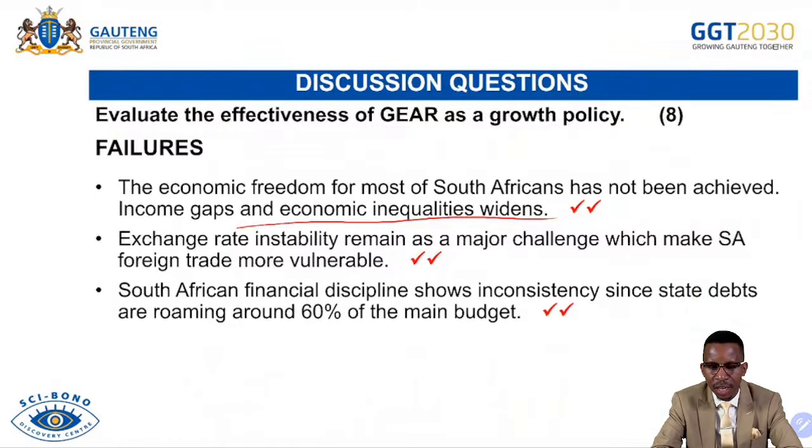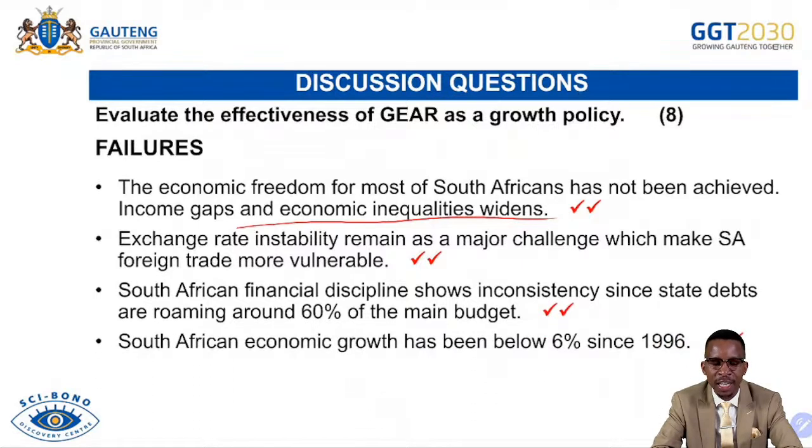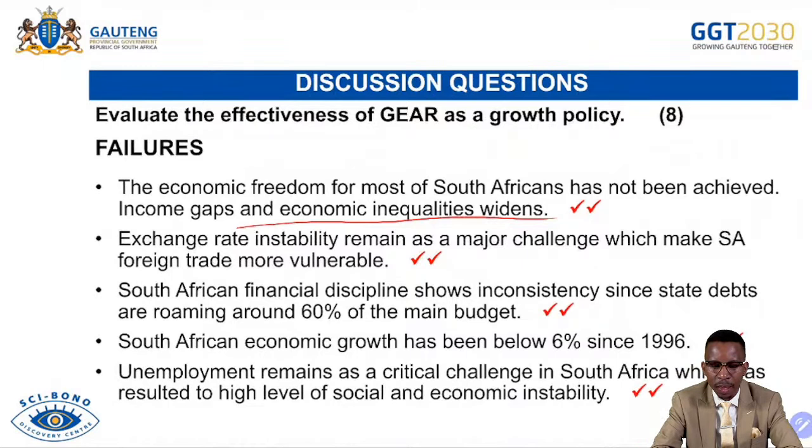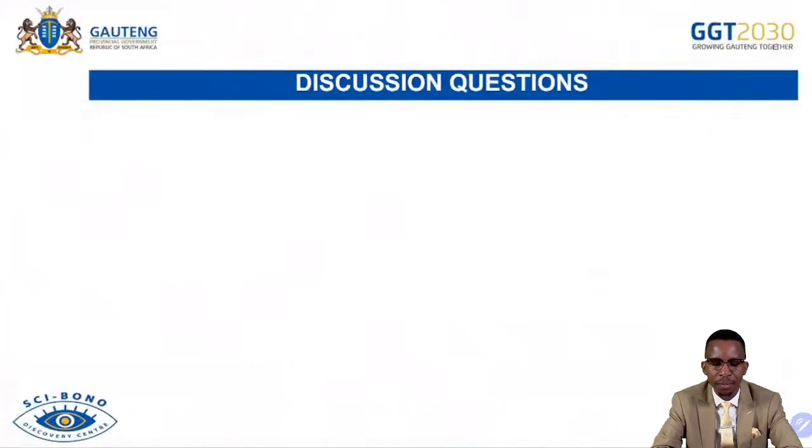South African financial discipline shows inconsistency since state debts are hovering around 60% of the main budget. Remember, the benchmark is that it should not be above 60%. South African economic growth has been below 6% since 1996. And then unemployment remains a critical challenge in South Africa, which has resulted in a high level of social and economic instability in the country.